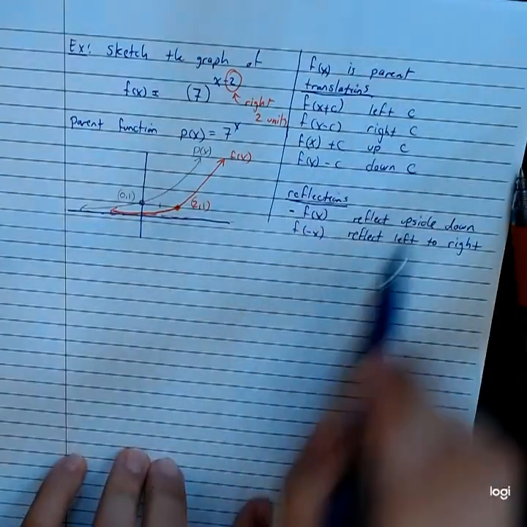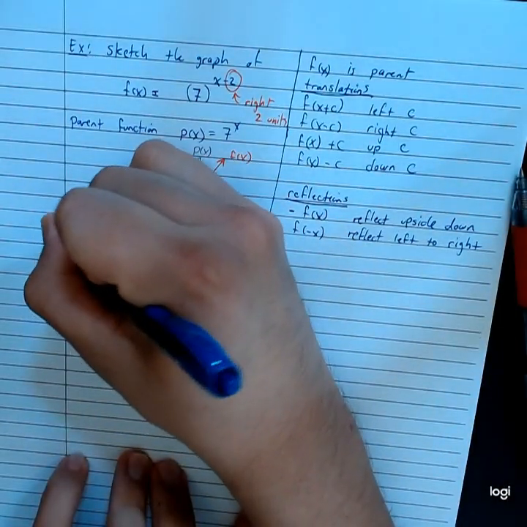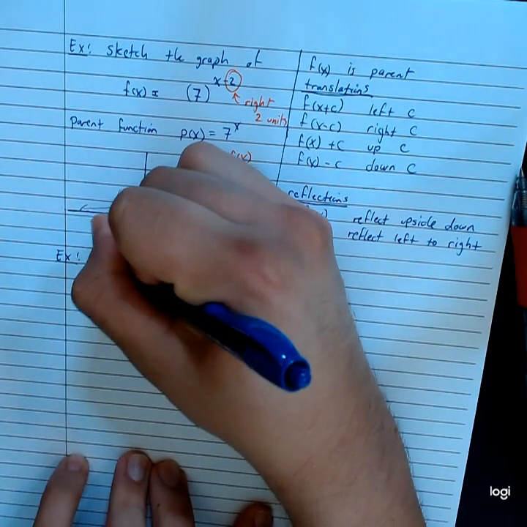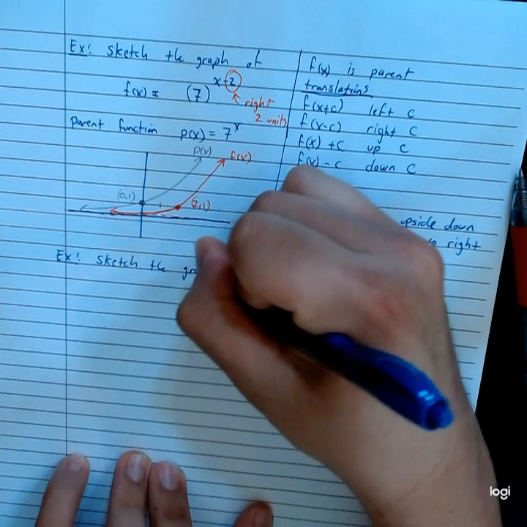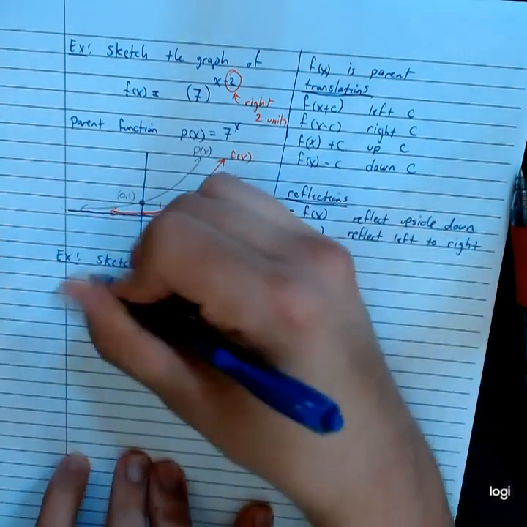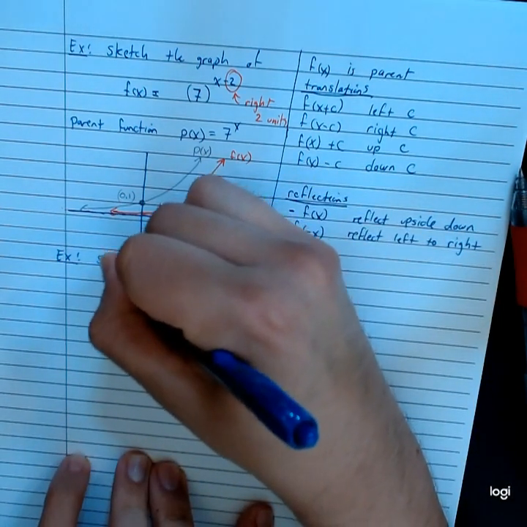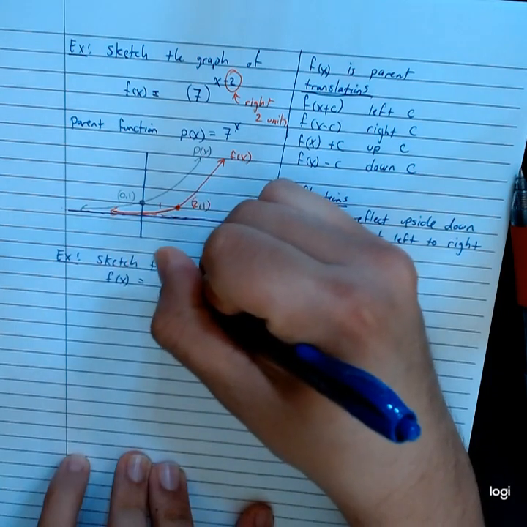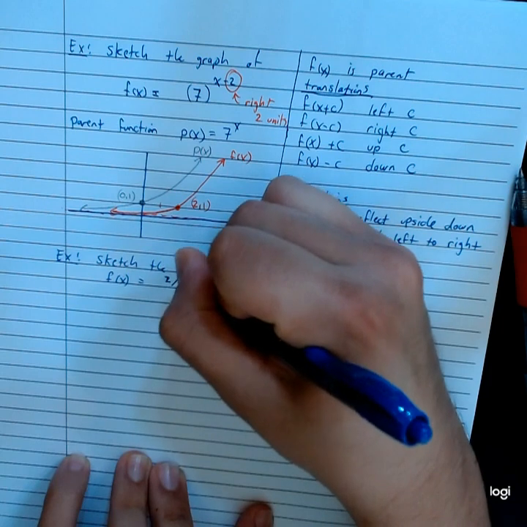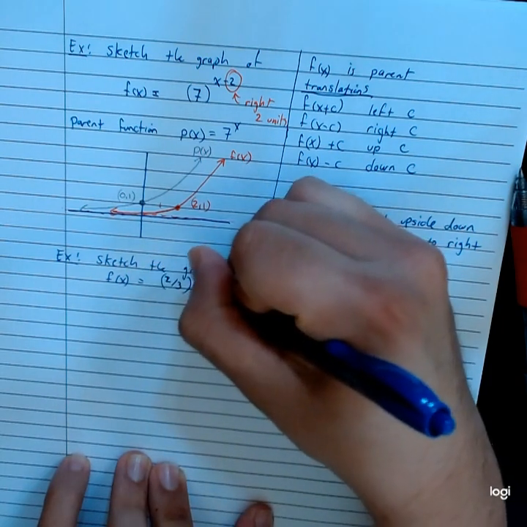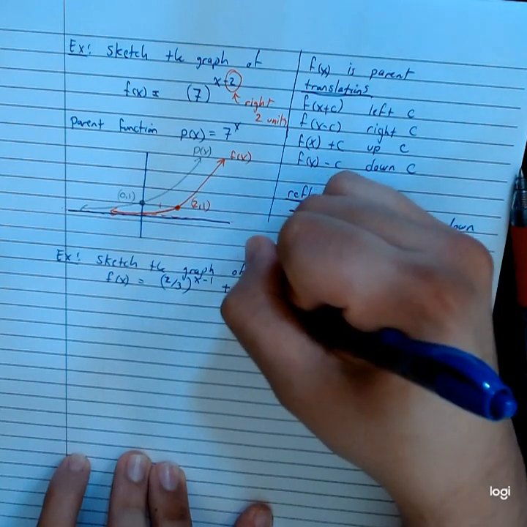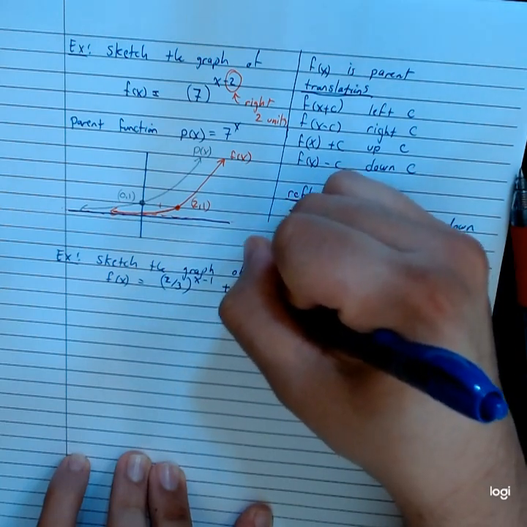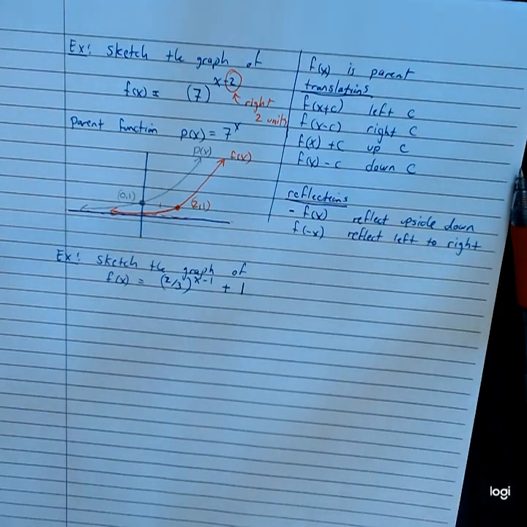I'm going to leave these right here. Another example will be, let's go ahead and sketch the graph of, we'll say f of x equals 2/3 raised to the power x minus 1, and then I'm going to say plus 1. Like this. So give this a try.